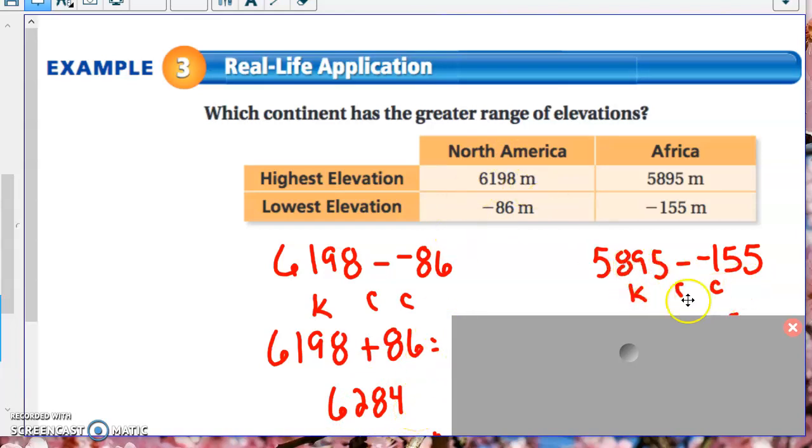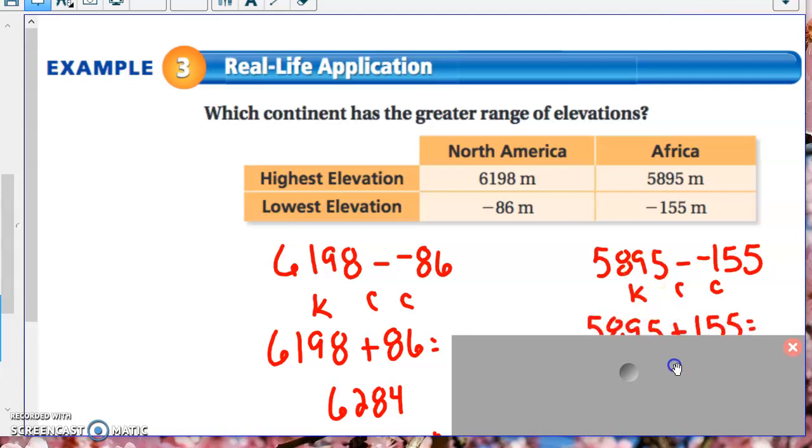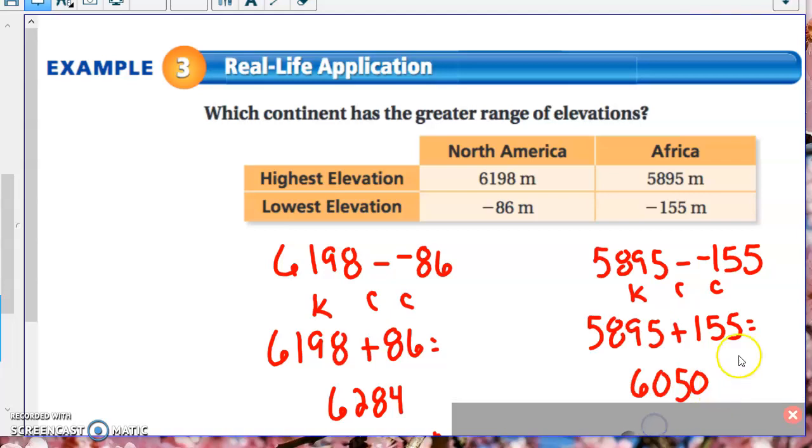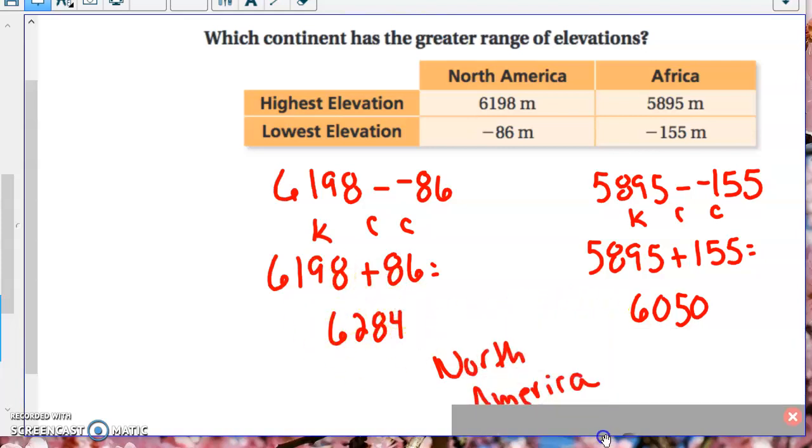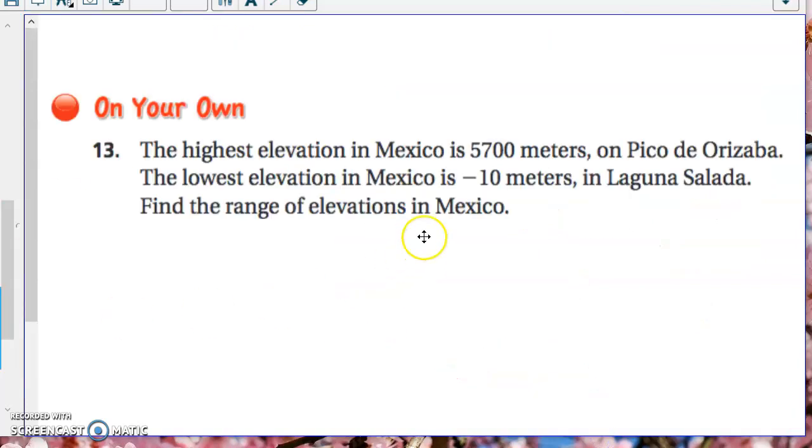So again, keep, change, change. 5,895 stays the same. Change the minus sign to a plus, and the opposite of negative 155 is 155. Same sign, so I add and keep the same sign, so that gives me a range of 6,050. Well, now if I'm comparing these two ranges, this one is obviously the greater number, so that means North America is the continent that has the greater range of elevations.